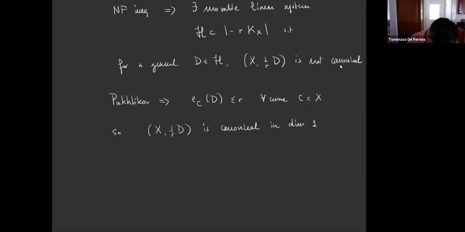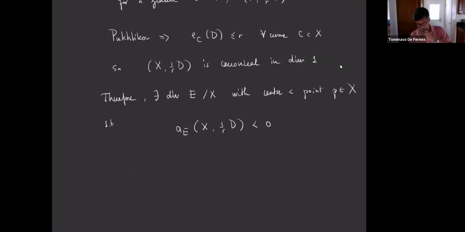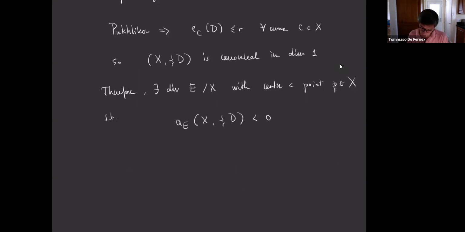So therefore, there is some divisor E over X with center a point P inside X, such that the log discrepancy along D is less than 1. Okay. So that's what it means.